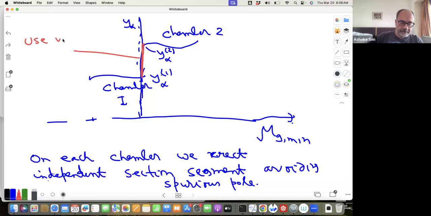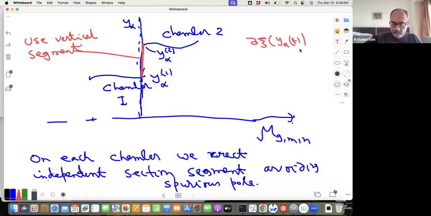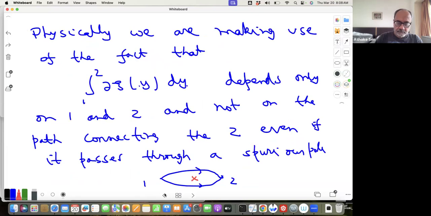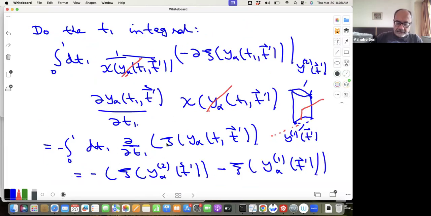We use a vertical segment, and so carry out the integration like this, which basically means that on this part, we put this del xi Y alpha, this kind of integral, which is precisely what we got here. These integrals.